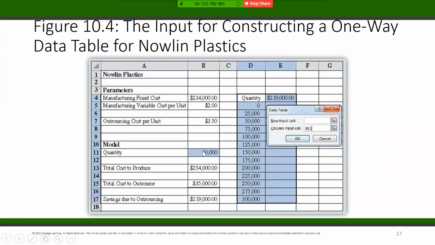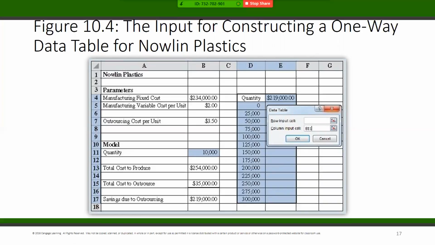Now, since the output of interest is savings due to outsourcing, we have to enter the formula D17 into E4. So this one comes up here to E4. That's going to be our savings. In general, the cell to the right of the label is the cell location of the output of interest. So our output of interest is our savings, and then we're going to see how the savings go as we go along.